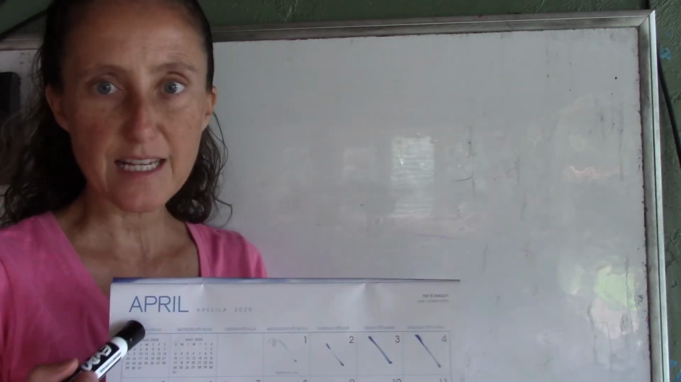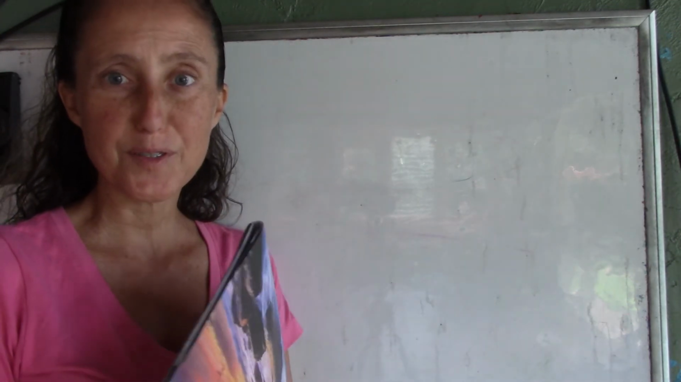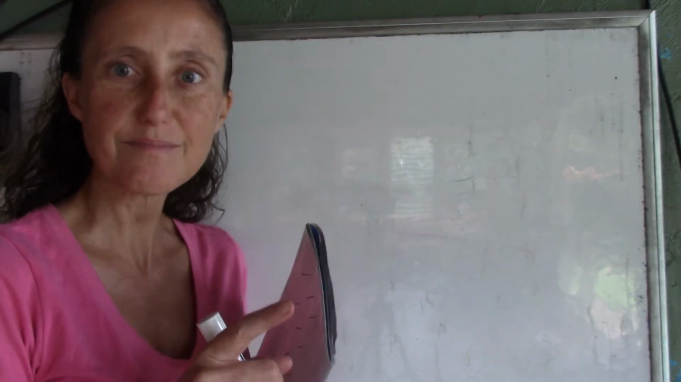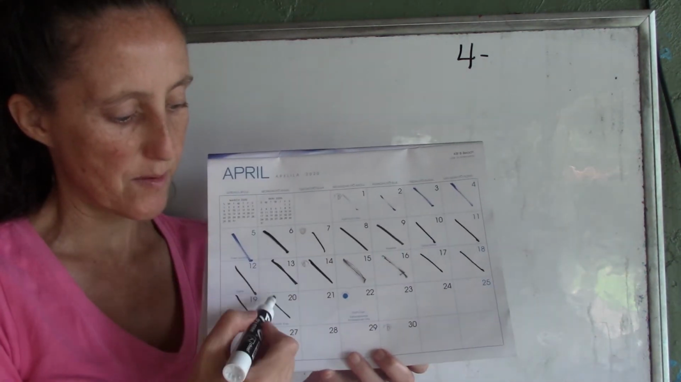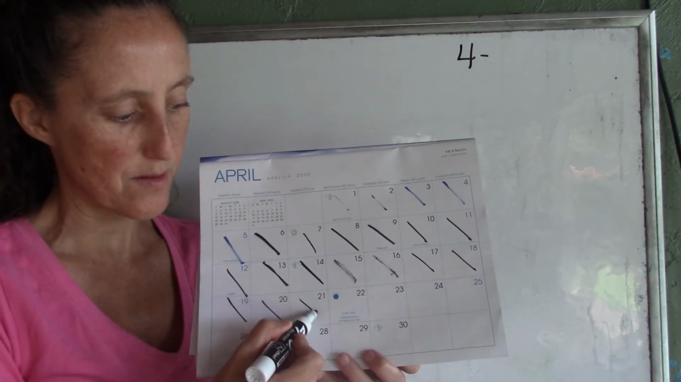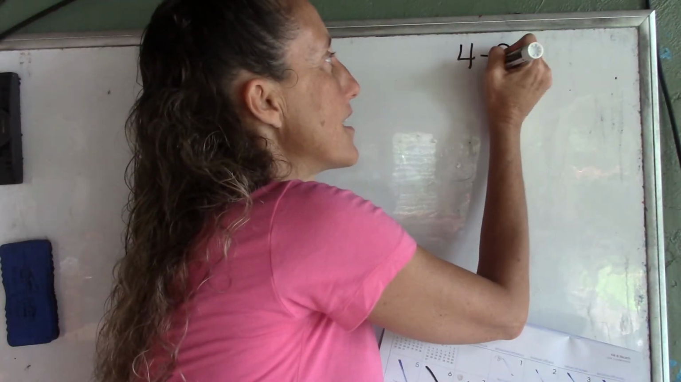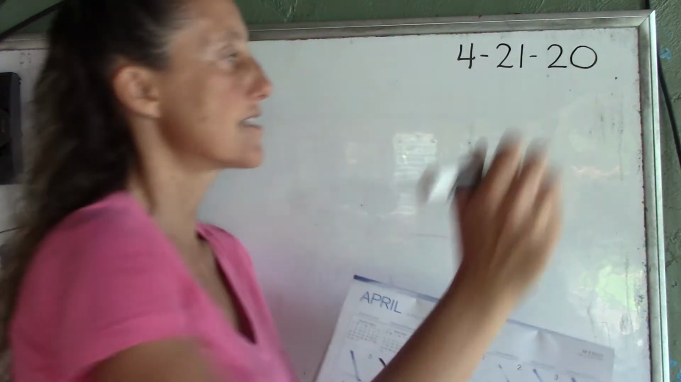And as we see, it is still the month of April, right? April, and April is which number month? 4. 4 dash, and as we see that yesterday was April 20, so today is April 21, and it's still the year 2020. You're right, good job.